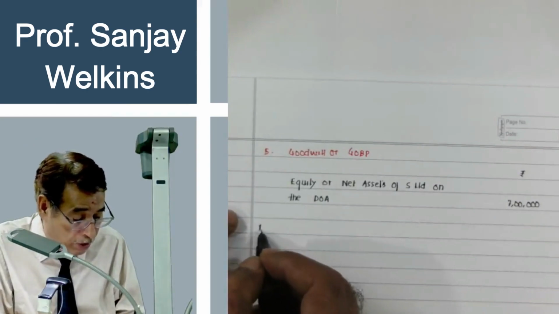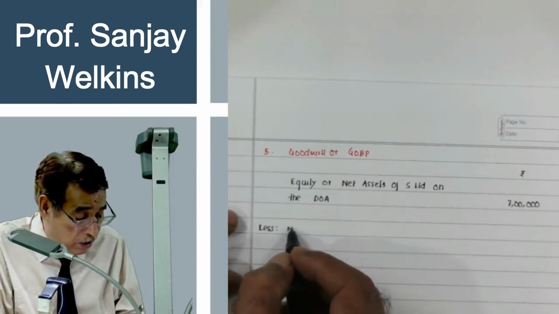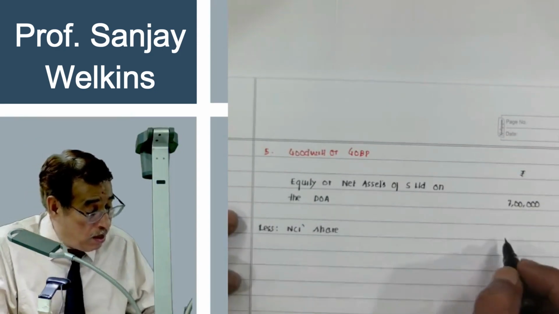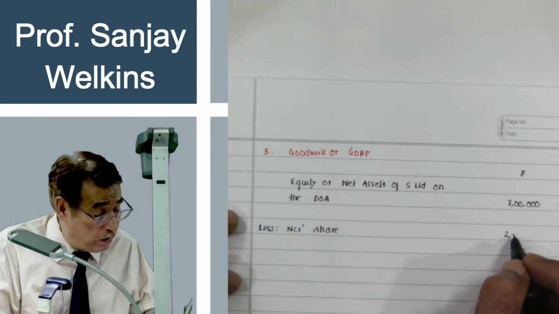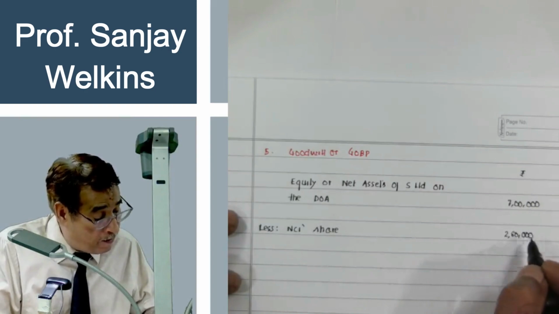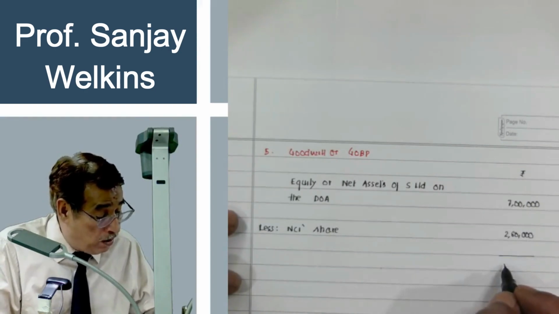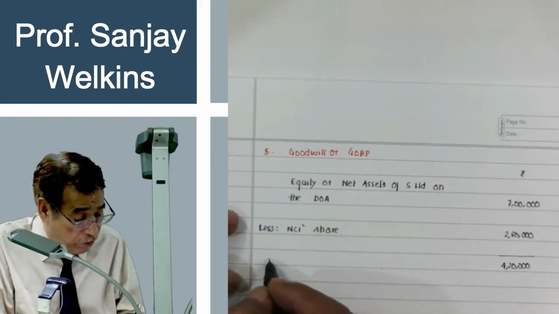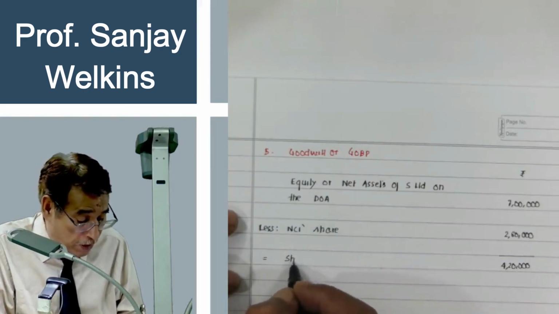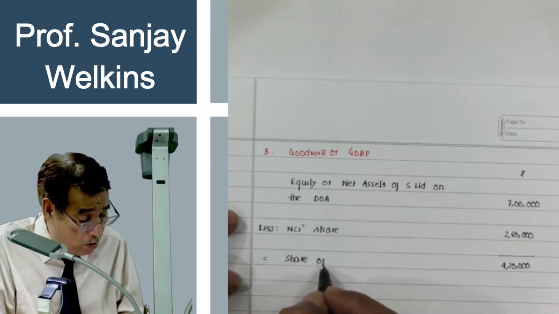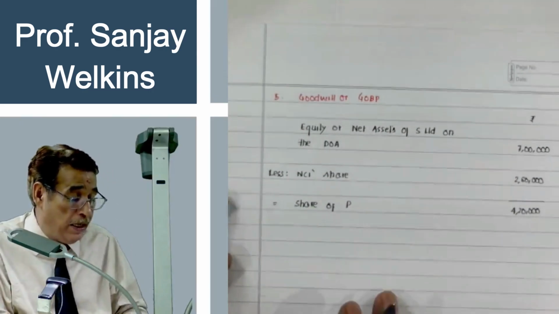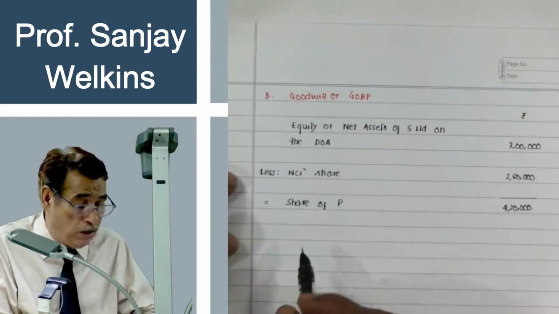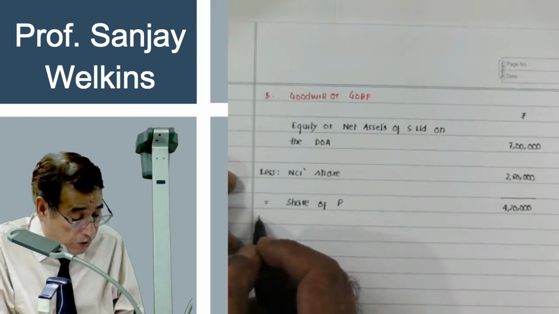Out of that, we are going to subtract the NCI share. The NCI share we have computed is equal to 2,80,000. So whatever remains will be equal to 4,20,000. This 4,20,000 signifies the share of parent, the share of P in the net assets, correct? Share of P in the net assets or in the equity of the subsidiary company on the date of acquisition. Now we are going to compare it with the consideration.